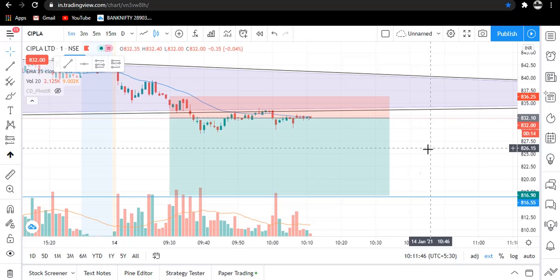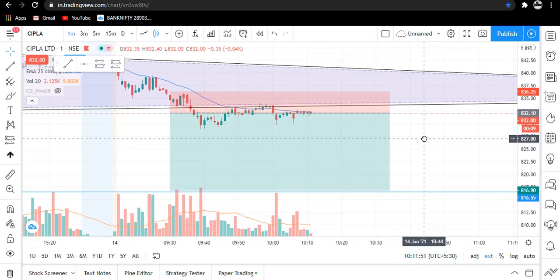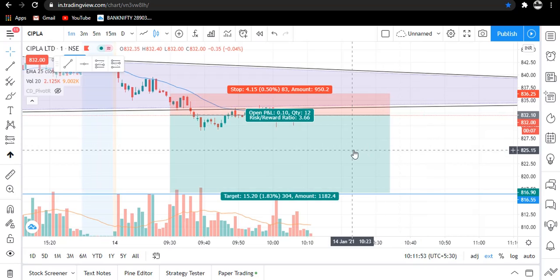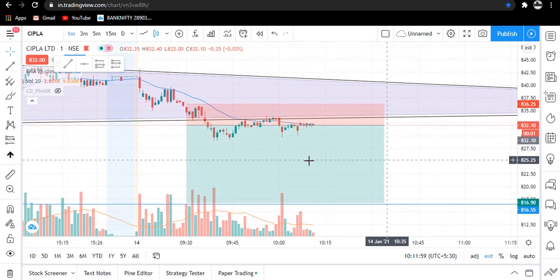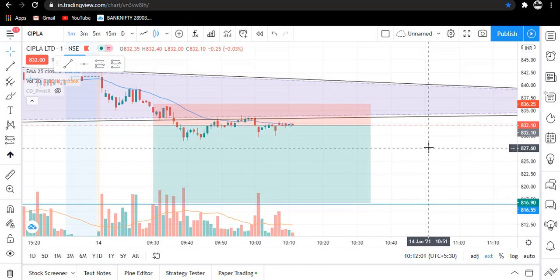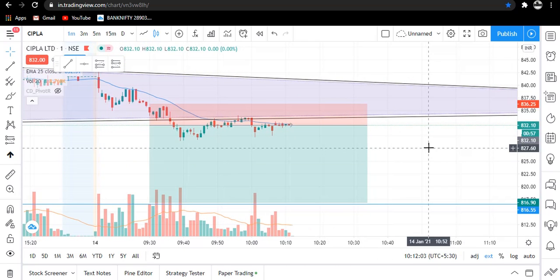So traders, our risk is only 25 rupees in this trade and we are trying to gain a risk reward ratio of 1:3. Okay traders, so this is the trade which is going on. It is currently on our cost price only and this is the trade.